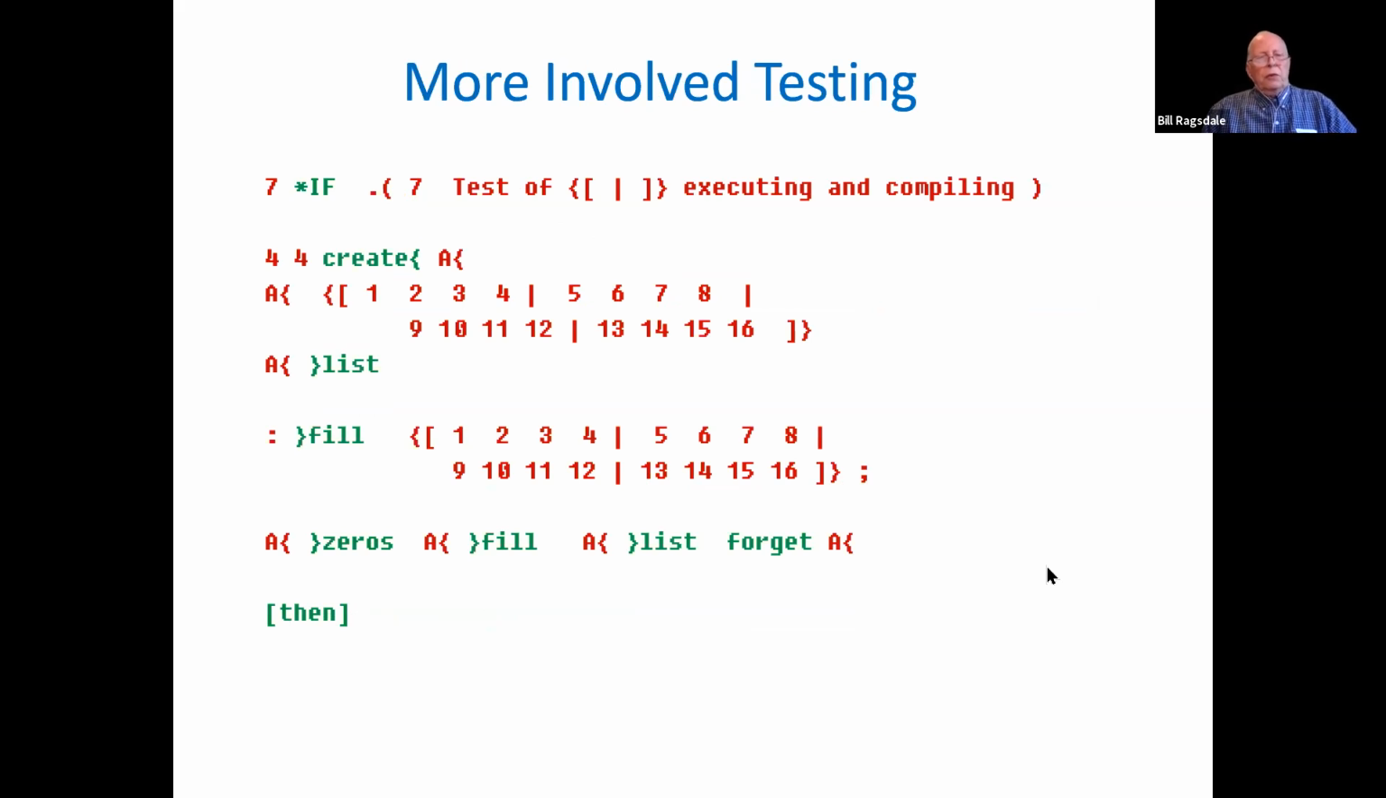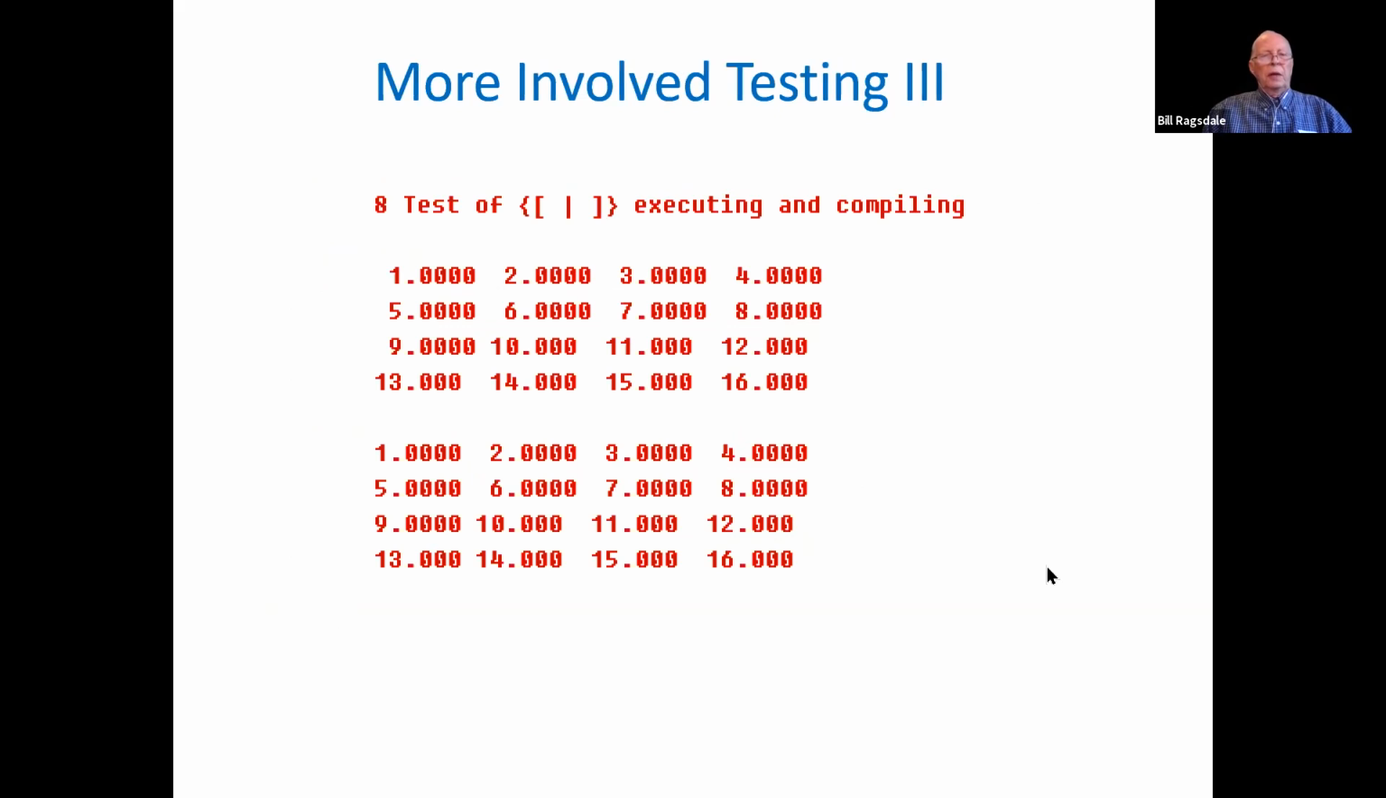To test if this process can be compiled, that entire sequence is created as a colon definition, and then again, it's tested. The second line from the bottom says that A is filled with zeros. Then we use the fill command to fill it with those integers, and then we list it. And finally, at the end, we forget A. So that whole sequence is rather involved, but this is what we see on execution.